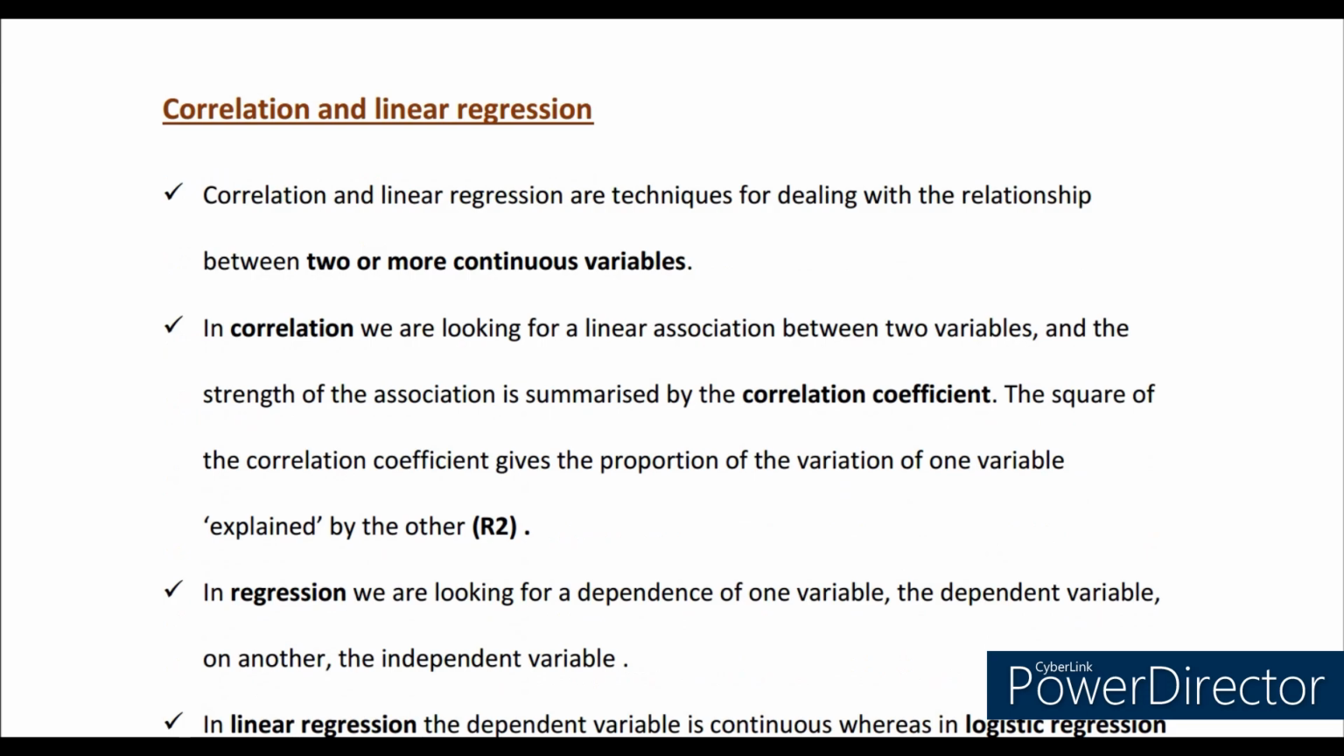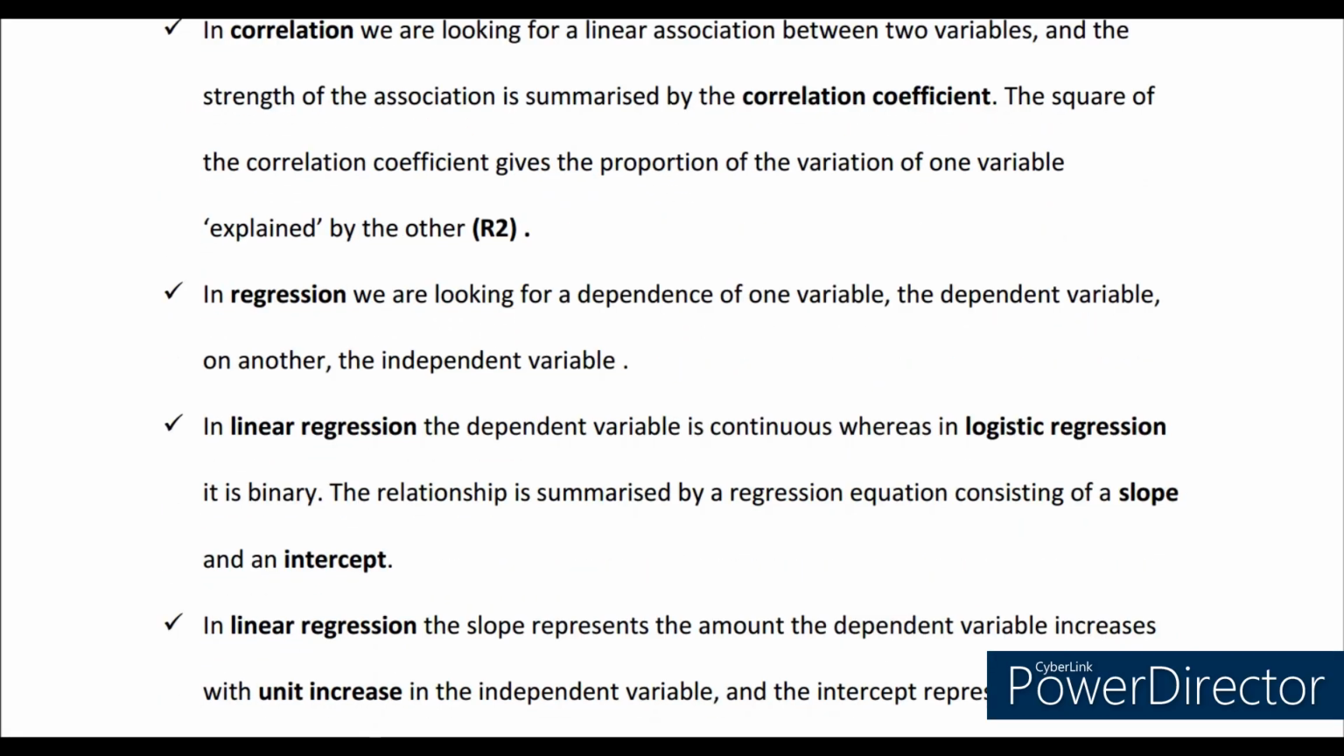Now coming to the next topic, that is correlation and linear regression. First, we will talk about the correlation. In correlation, we are looking for a linear association between two variables. And the strength of association is summarized by the correlation coefficient. The square of the correlation coefficient gives the proportion of the variation of one variable explained by the other. It is R square.